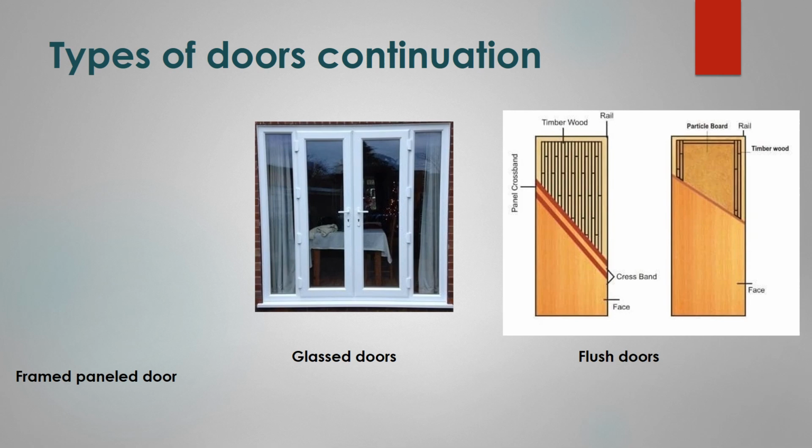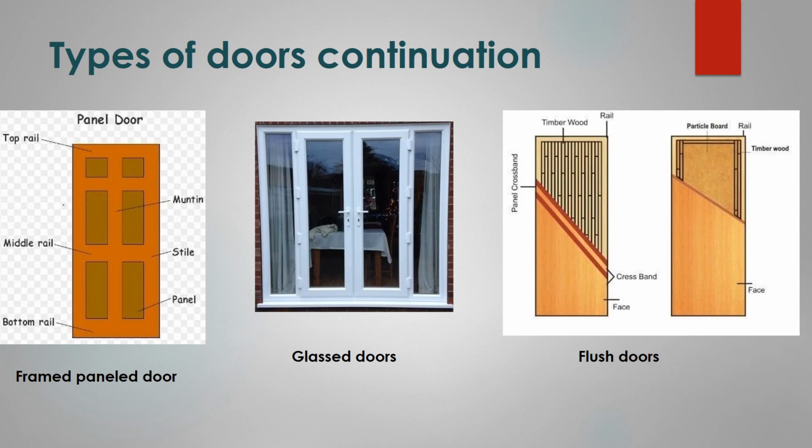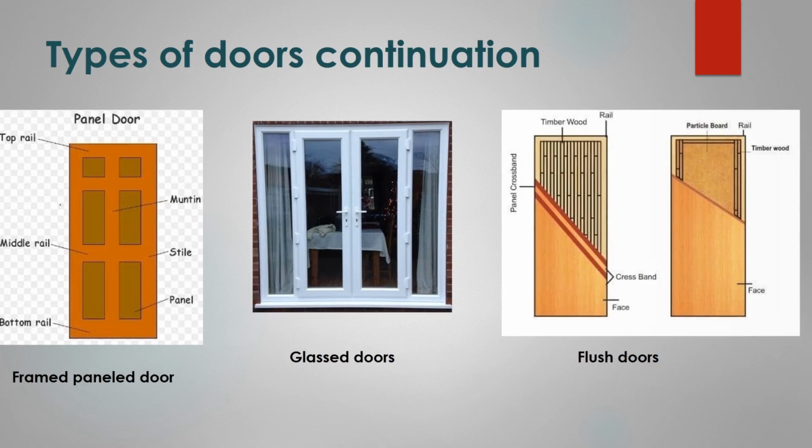We go to the next type of door, which is framed panel doors. The door is made up of the panels. These are the panels. It consists of the panels, the top rail, the middle rail, bottom rail, and the frames.